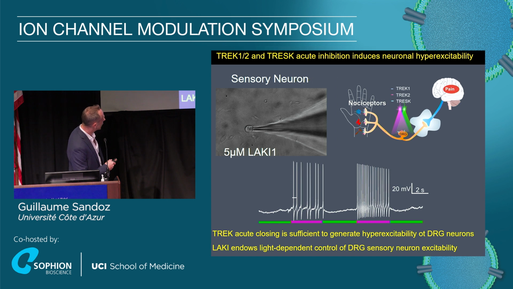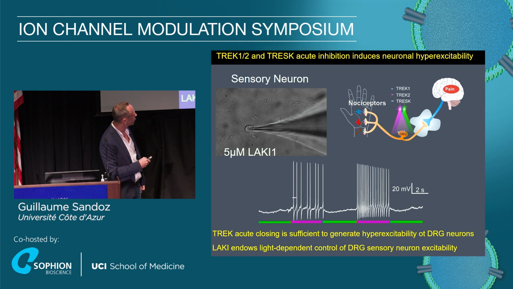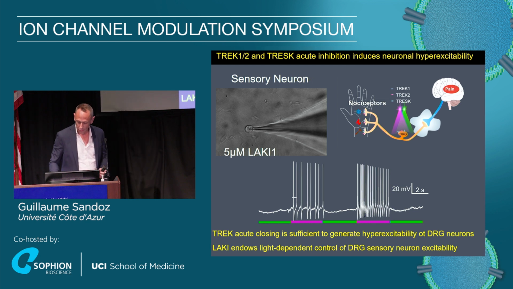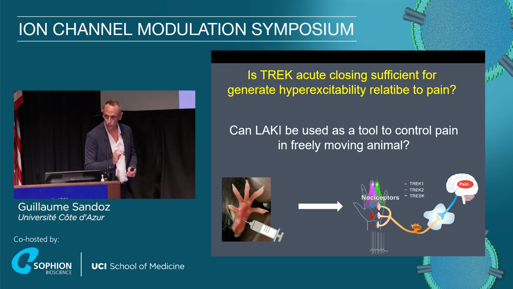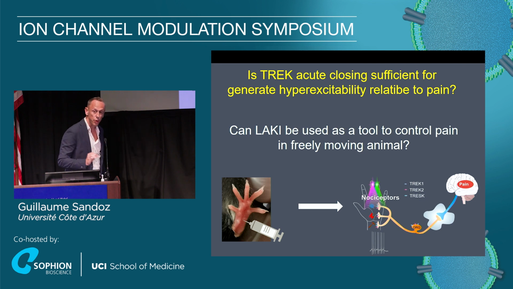When the light was shined on UV, you can see that you can trigger a huge amount of action potential. Therefore, with this technique, we can remote control the nociceptor activity. But what about in vivo? Can we remotely control TREK1, TREK2, and TRESK in vivo? And can we control the pain in vivo in a freely moving animal?